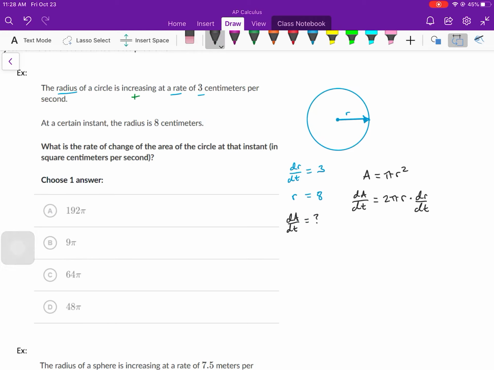All right, let's substitute what we do know. We know that our radius at that moment is 8, and we know that we're increasing at a rate of 3. So dr/dt is 3. You can see this is quite a simple problem. So 24 times 2 is going to be 48 pi. So that means at that very moment that our radius is 8, our area is increasing by 48 pi.